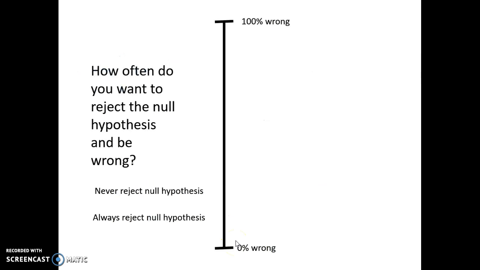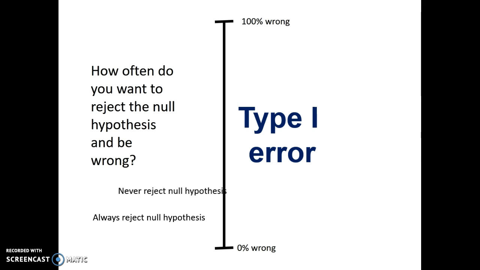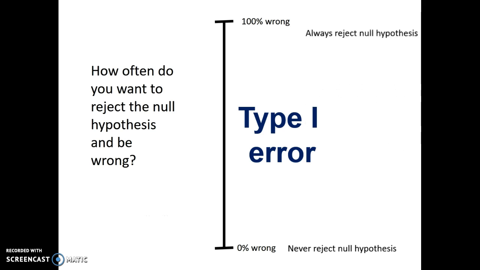It could happen. So the question is, how often do you want to reject the null hypothesis and be wrong? How often do you want to commit a type 1 error? Well, if you never reject the null hypothesis, so you're never wrong, why'd you do the test in the first place? If you always reject the null hypothesis so that you're close to 100% wrong, again, why did you do the test in the first place?